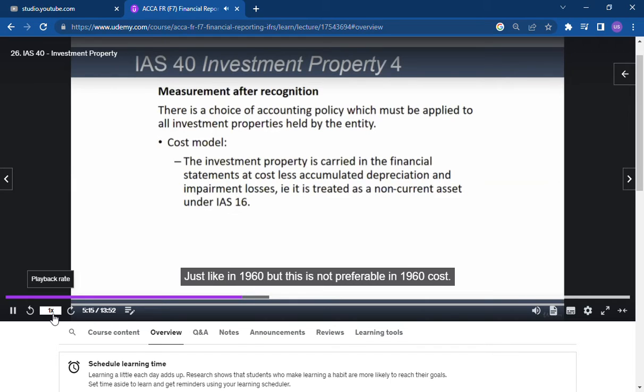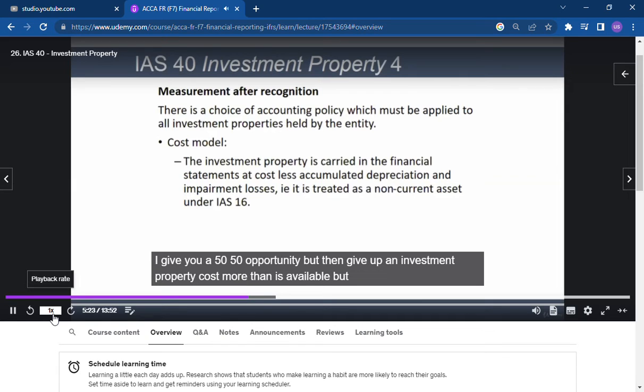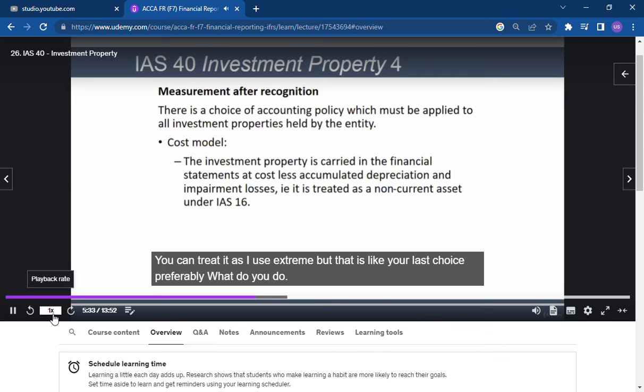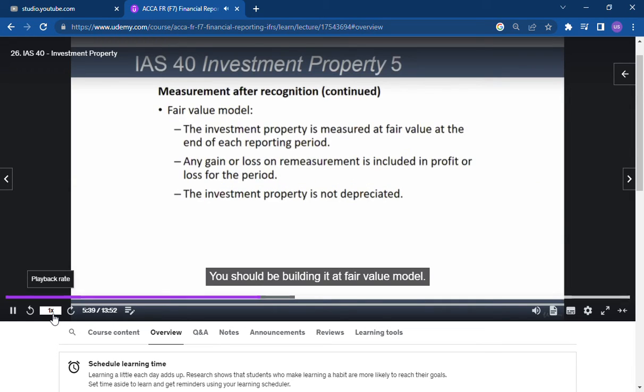But this is not preferable. In IAS 16, you can do cost, you can do revaluation. I give you a 50-50 opportunity. But in investment property, the cost model is available, but it is not preferable. You can treat it as IAS 16, but that is your last choice. Preferably, you should be using the fair value model.